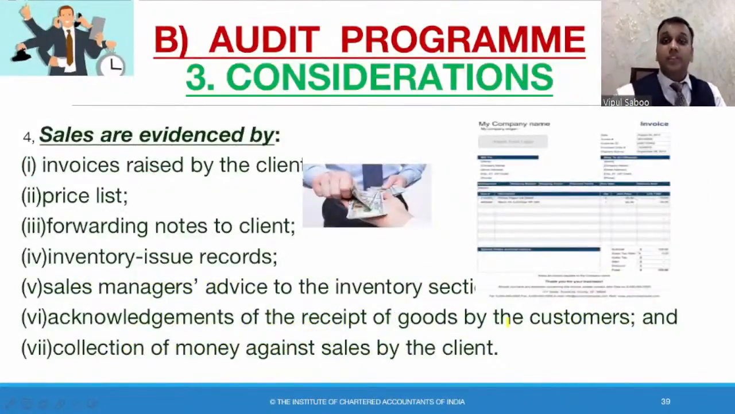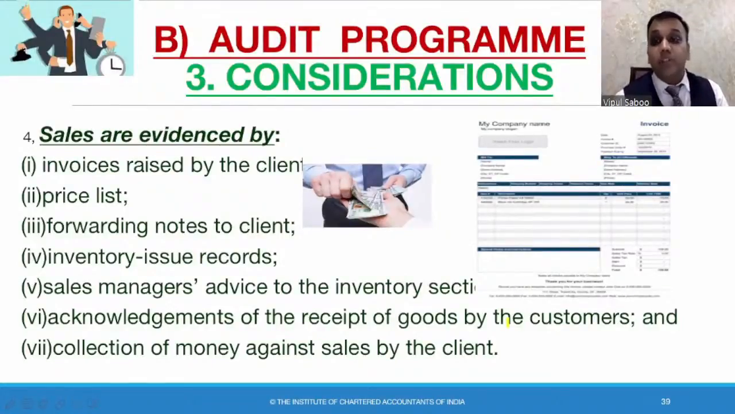Sales. You can see an invoice. You can see a person collecting cash. So how are sales evidence? Sales, what audit evidence would you need to check the sales? Invoices raised by the client, the price list, the forwarding notes to the client that this item is being forwarded to you and this is a delivery note, this is a bill, invoice. Inventory issue records, we'll check in the inventory, what was inwards, what was outwards.